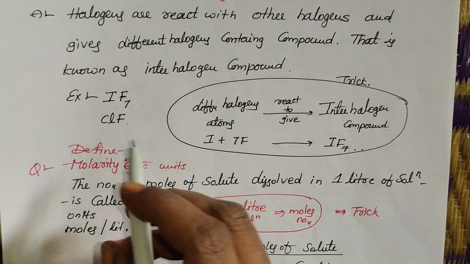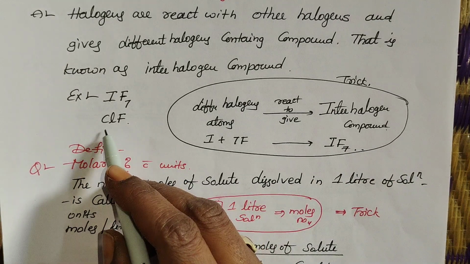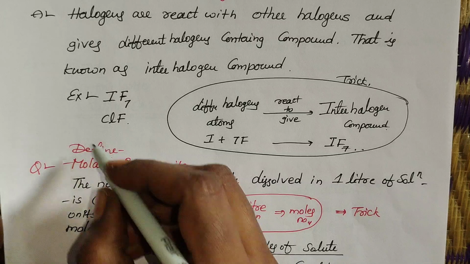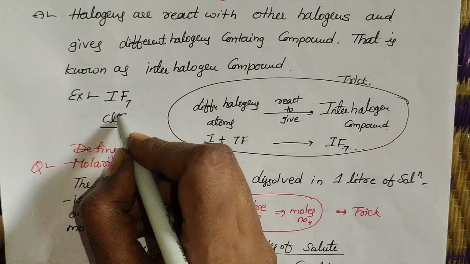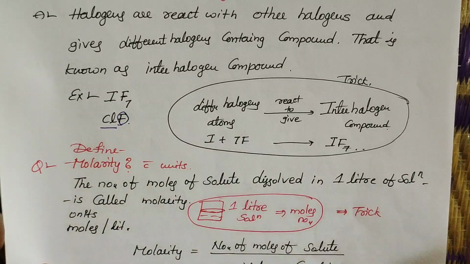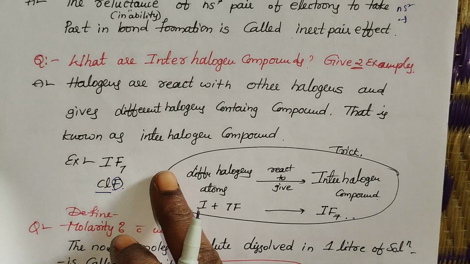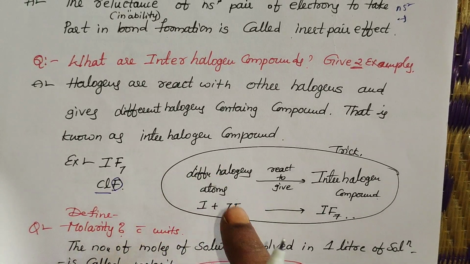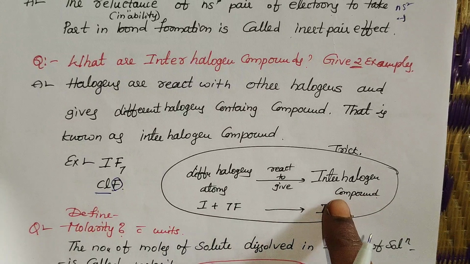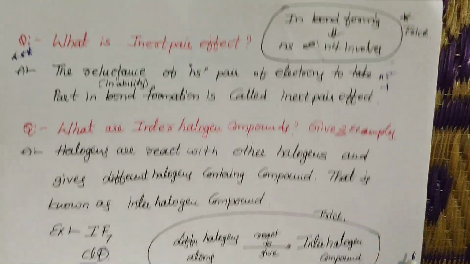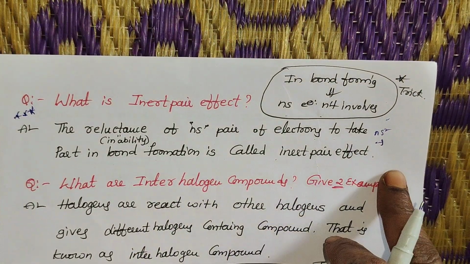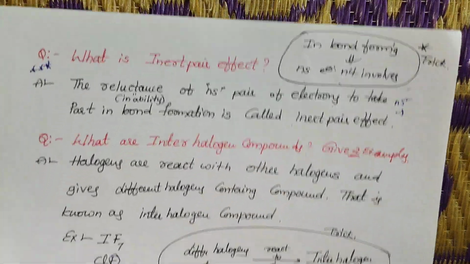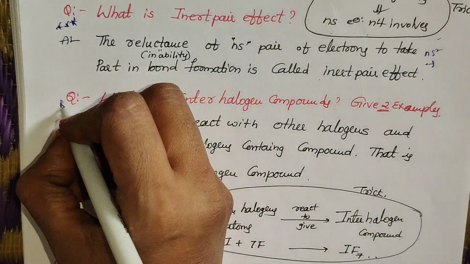Here, chlorine fluoride, so ClF. Chlorine is also a halogen and fluorine is also a halogen. It is an interhalogen compound. Interhalogen compound means different types of halogen atoms are combined to give an interhalogen compound. Inert pair effect means ns electrons are not involved in the bond formation. That's it. These are also important VSAQs.